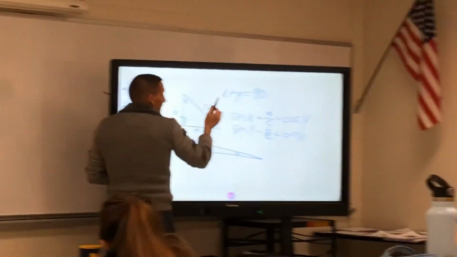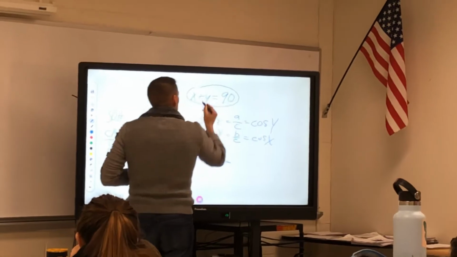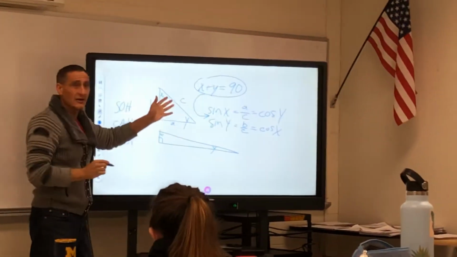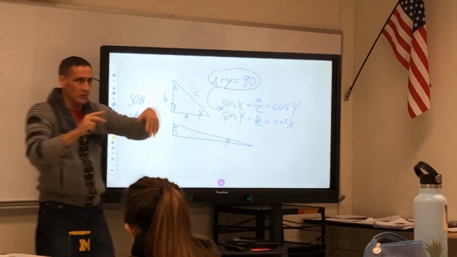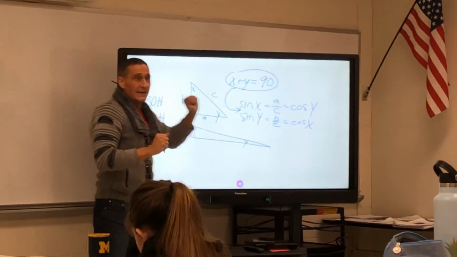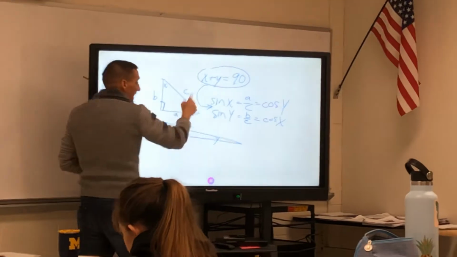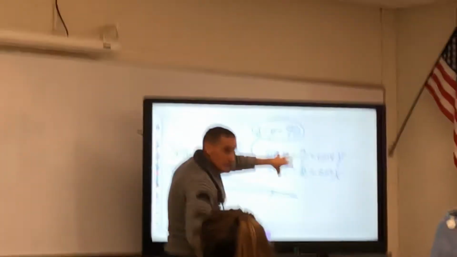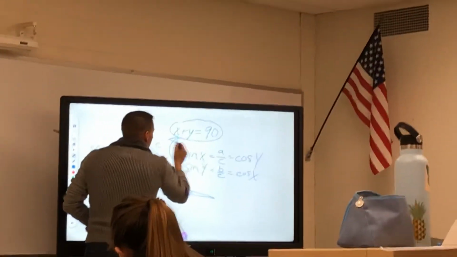So, if you see that these angles add up to 90, you must conclude that the sine of one equals the cosine of the other. And if you see the sine of one equals the cosine of the other, what must you conclude? They add up to 90.